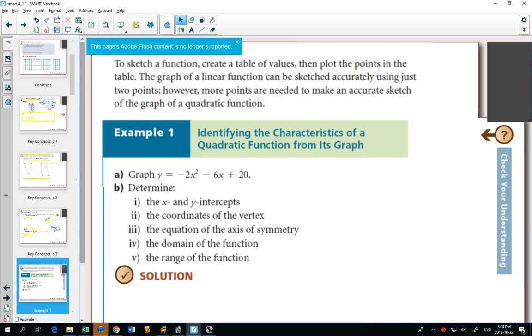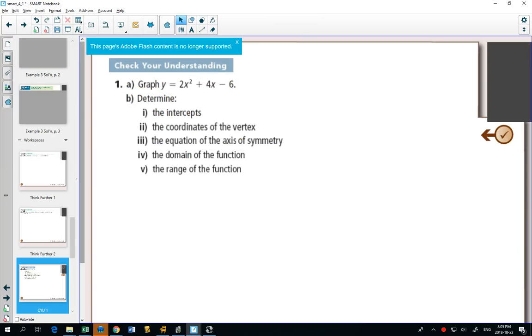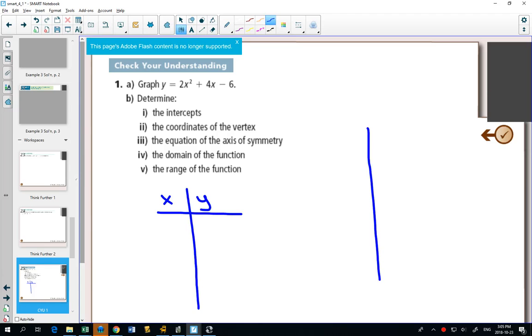All right, so let's do our first example. So we have the graph of y equals 2x squared plus 4x minus 6. We want to know what that looks like. So we're going to get a sense by plugging in values for x. We're going to get those values and label them on our graph.